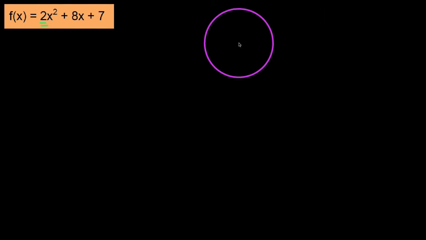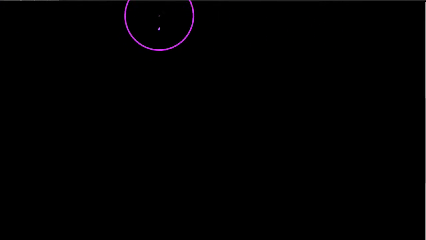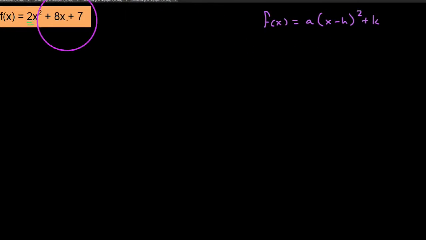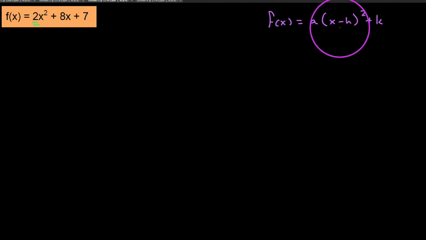In my last video, we worked on a process for rewriting quadratic functions in this ax squared plus bx plus c form into what we call standard form or vertex form, where we have f of x is equal to a times some quantity x minus h squared plus k. The idea with completing the square, recall, is to take something in this trinomial form and rewrite it so that it has a squared binomial in it.